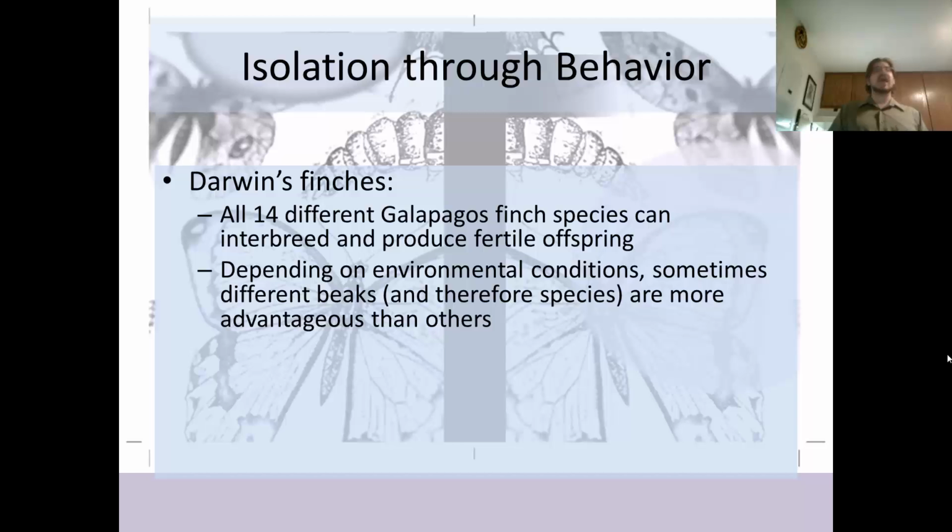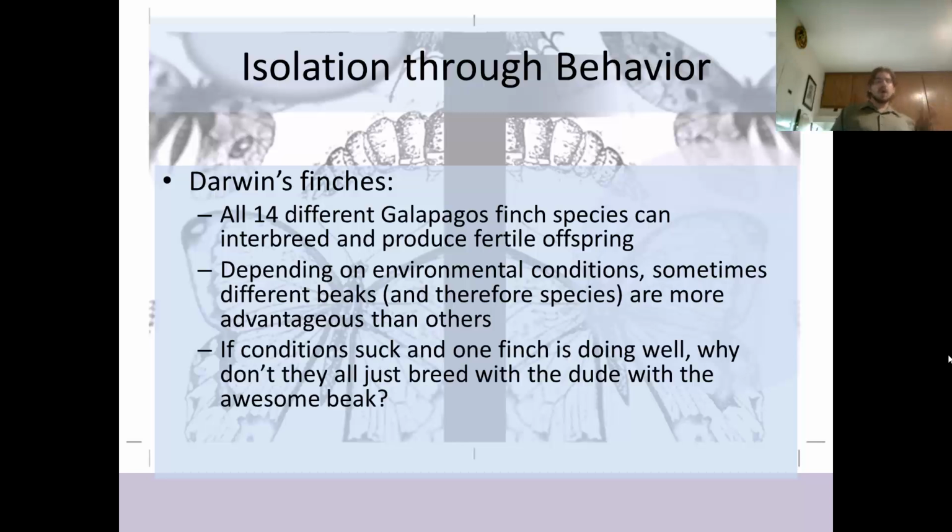For instance, in a heavy drought, the big, large, heavy seeds are going to last longer. And so the beaks that are adapted towards being able to break open the large, long-lasting, heavy seeds are going to be well adapted in those heavy droughts. And those birds will have an advantage. So if conditions are bad, and one finch is doing well, why don't the 13 other species come on in and say, hey man, you got a nice beak. Why don't you give that to my kids?